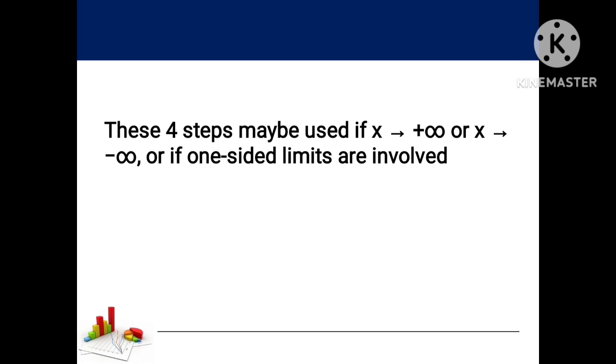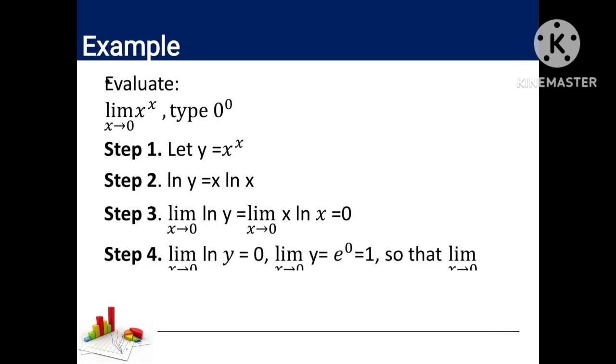So these four steps may be used if x goes to positive infinity or x goes to negative infinity, or if one-sided limits are involved. So you have here an example. Evaluate the limit of x raised to x as x approaches 0. Its type is 0 raised to 0.